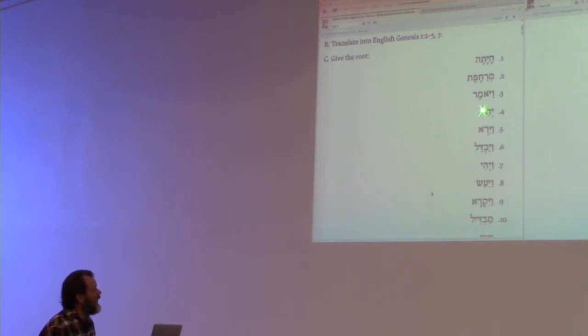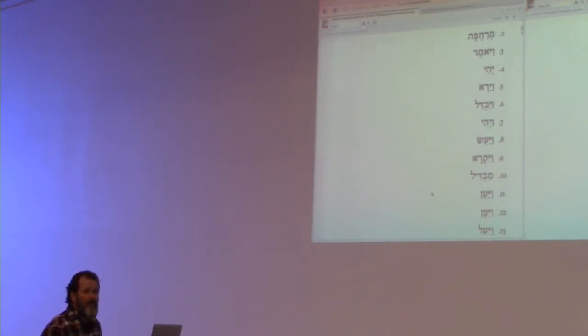Vayomer: the three-letter root there is aleph, mem, resh, amar, to say. And then yehi is once again from the same root, hey, yod, hey, haya. Then vayar, once again the final hey has dropped off, the lamed hey has dropped off, and it's from the root resh, aleph, hey, to see. Then vayavdel, badal is the first consecrated word, to separate, to divide. Then we're back to vayehi again, from haya.